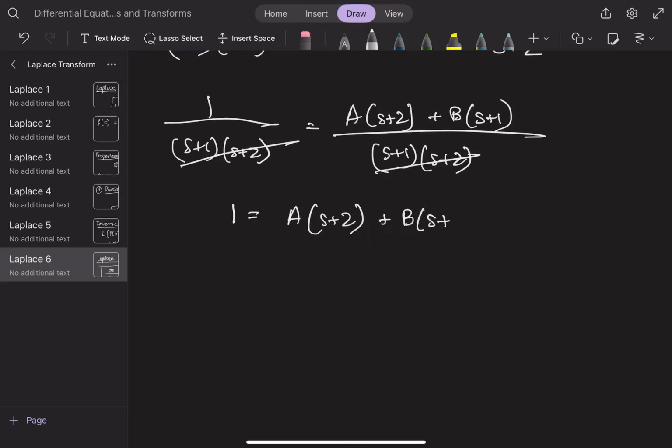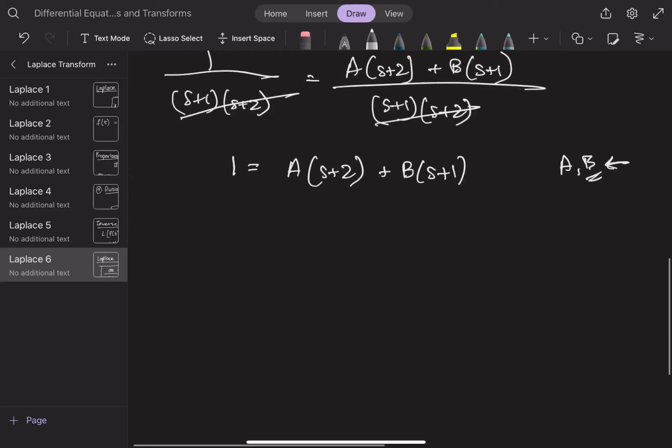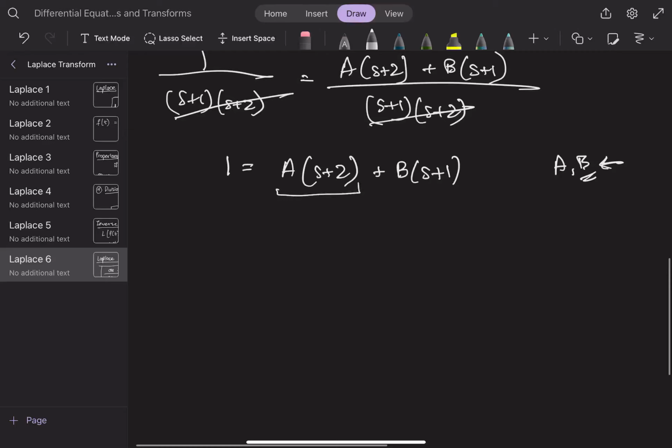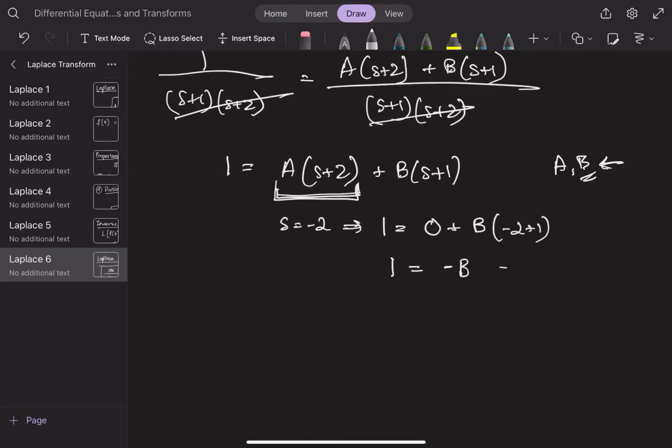Now basically we need the values of a and b because these are some constants that we have assumed. So we need the value of this. So the easiest way to solve this is you make one term 0. So if I put s as minus 2, this entire term will become 0. So when you put s as minus 2, you get 1 is equal to 0 plus b into minus 2 plus 1. So you get 1 is equal to minus b. That means b is equal to minus 1.